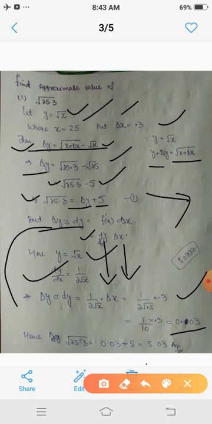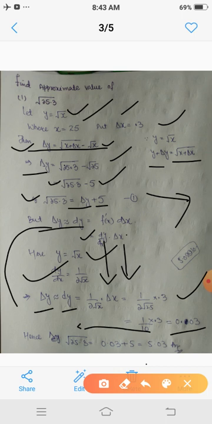So this is not the exact value, because dy is not equal to del y, and we treat dy as the approximate value of del y. Hence this 5.03 is the approximate value of the square root of 25.3.